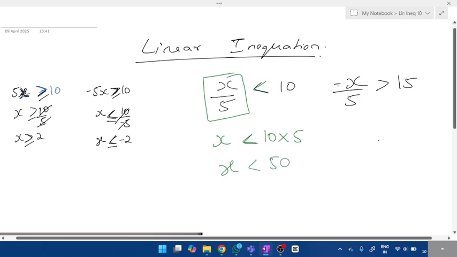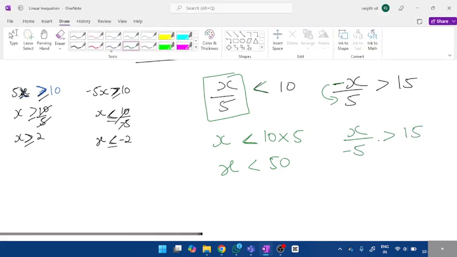But here, look here. Minus x is given. We don't need minus x. We need to find positive x. So whenever there is minus before x, shift it to the denominator. So it becomes x divided by minus 5.